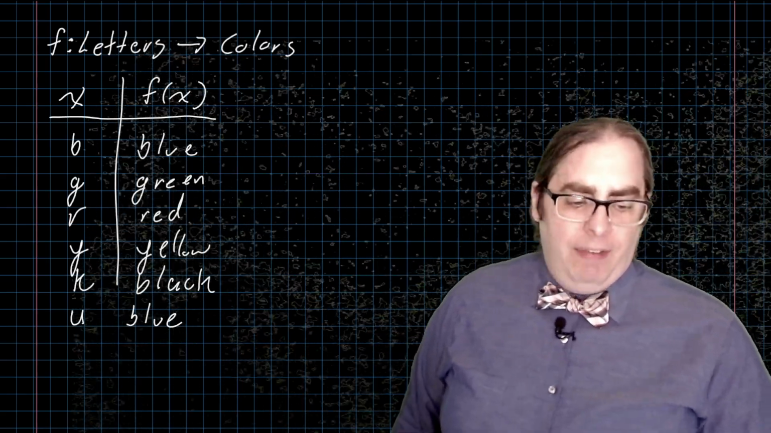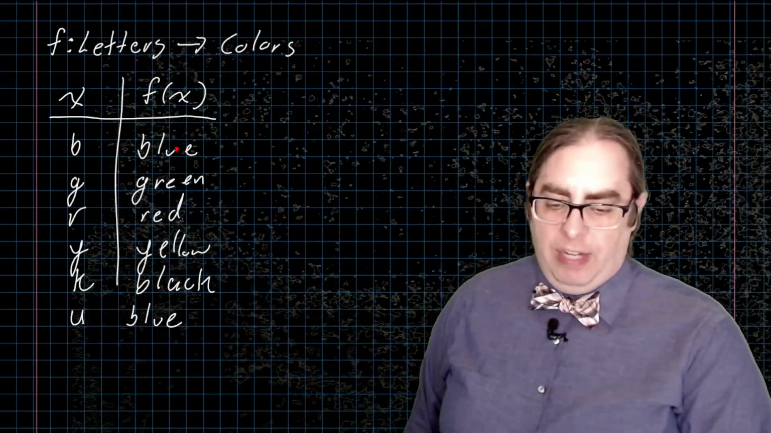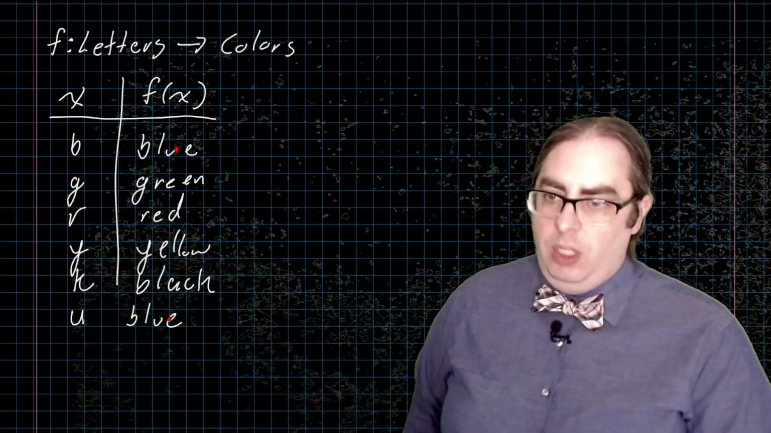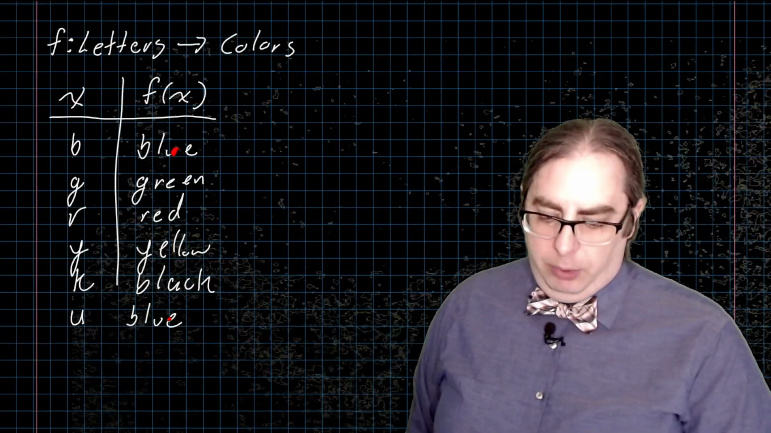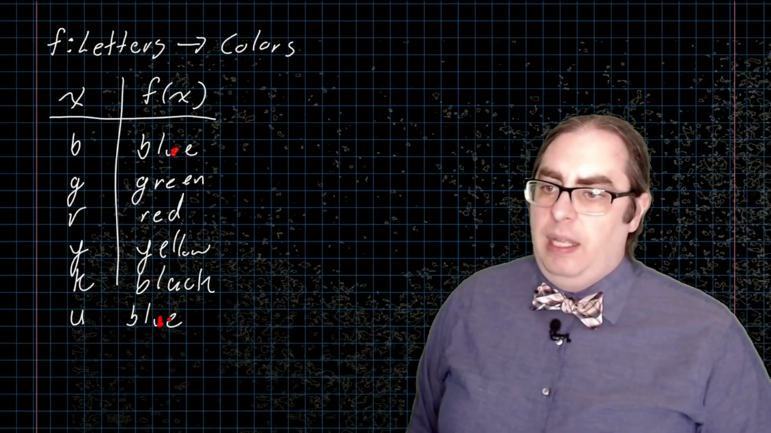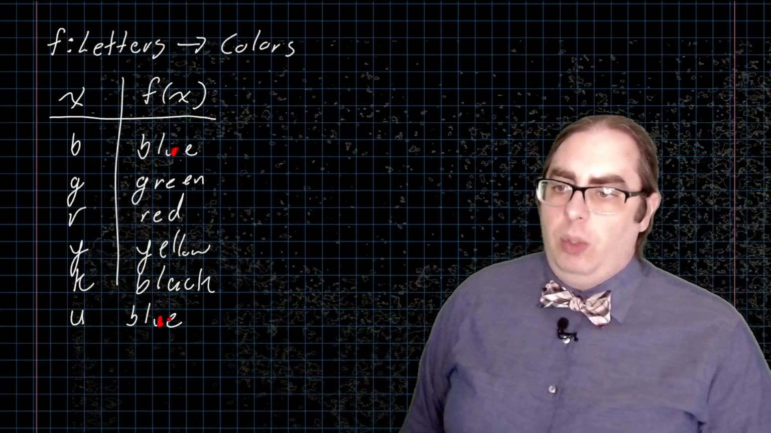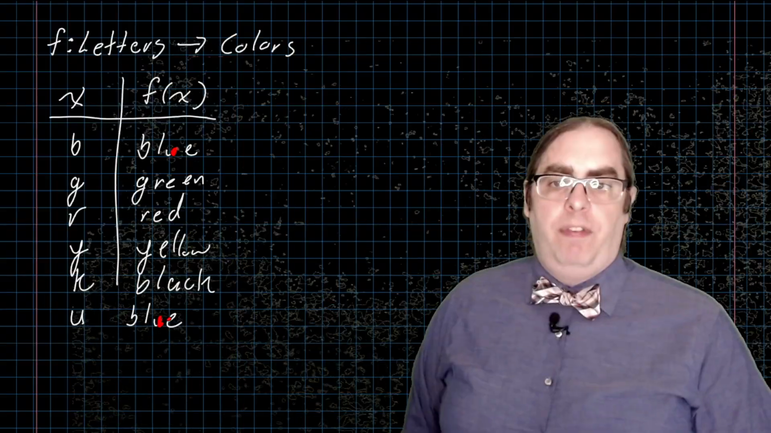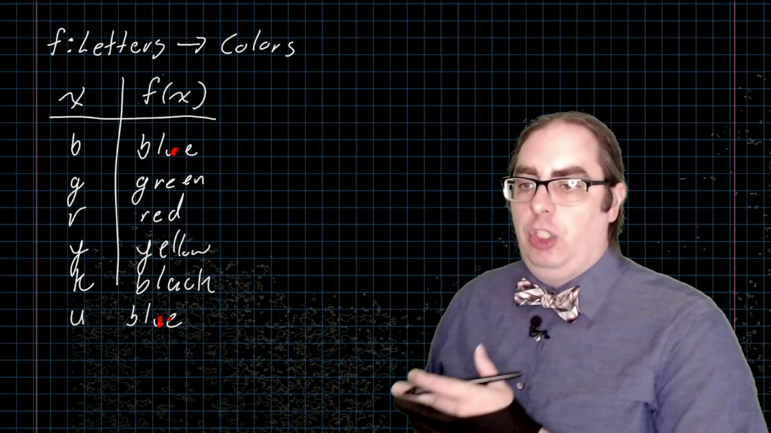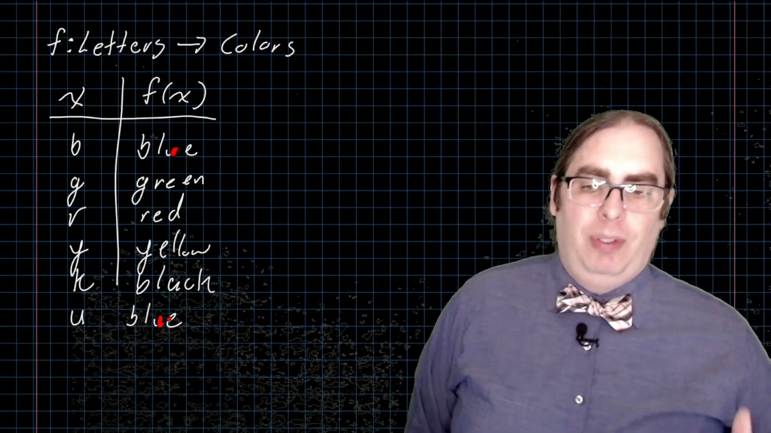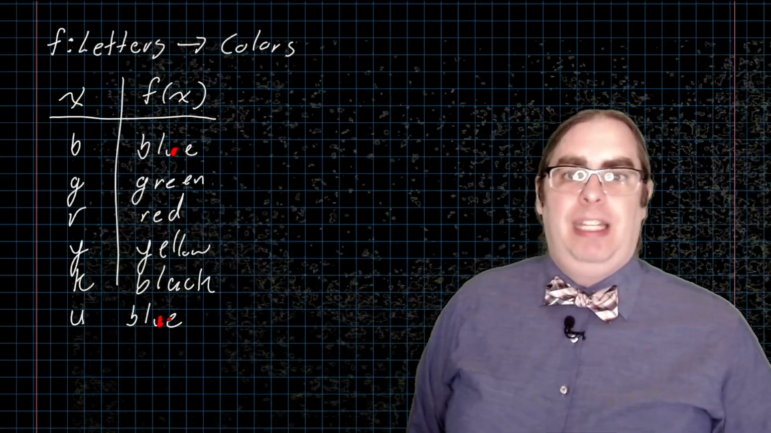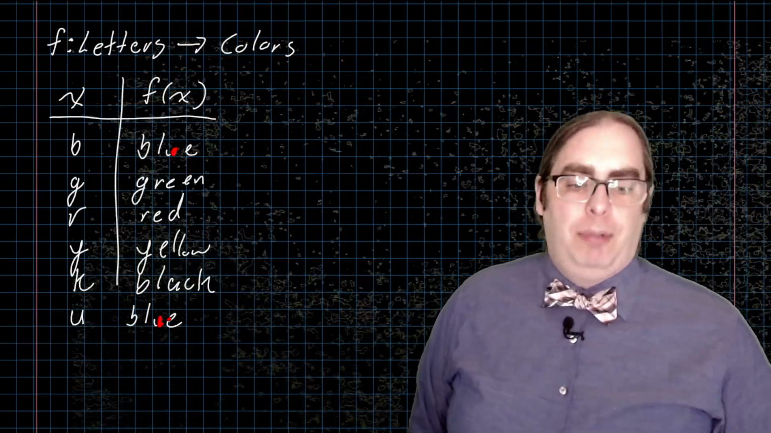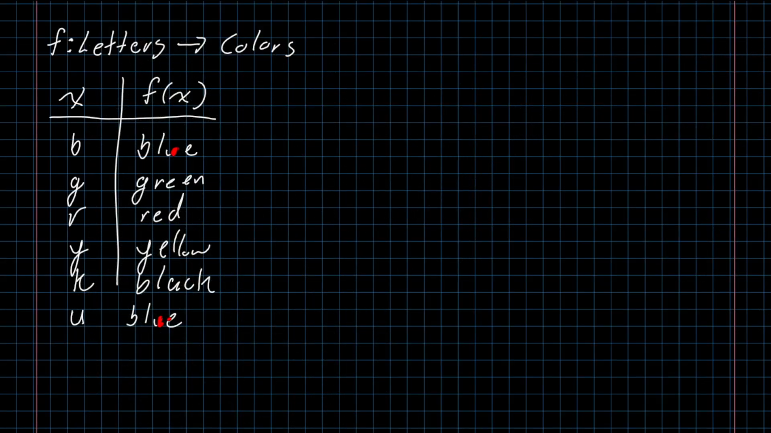We now have a situation where the same range value shows up more than once. Right? We have blue up here, and we have blue down here. And that's okay. The rules of functions say that we have to take each domain element and map it to exactly one range element. It doesn't say anything about how many different things can be mapped to the same range element.